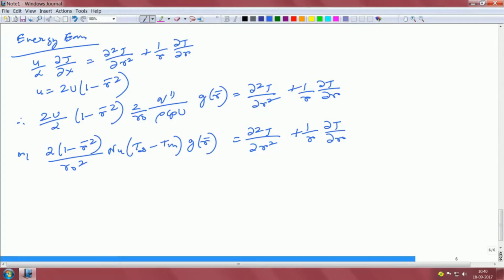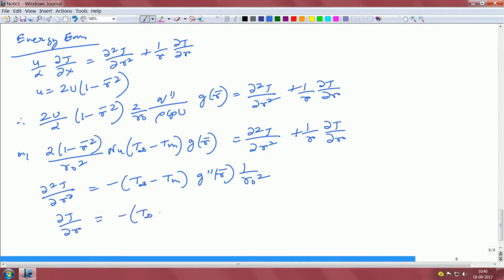Just by using our own definition, now individually d square T by dr square is given as T infinity minus Tm G double prime R bar, 1 minus G naught R naught square. Similarly, the first derivative, and R is obviously R naught into R bar.